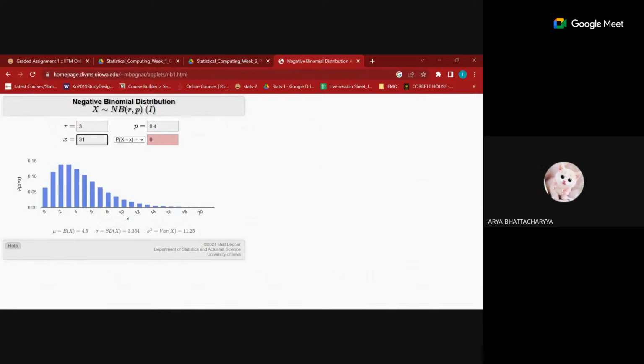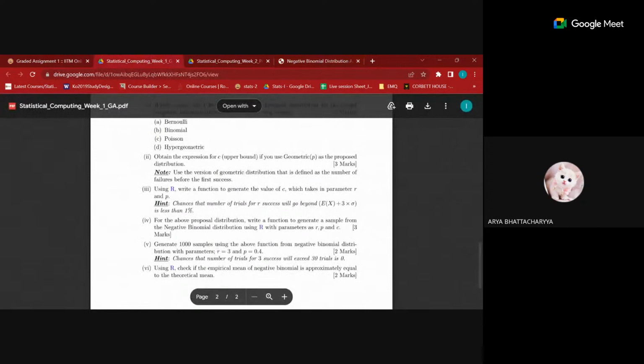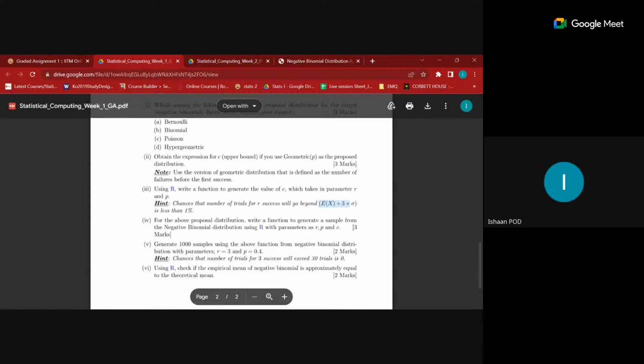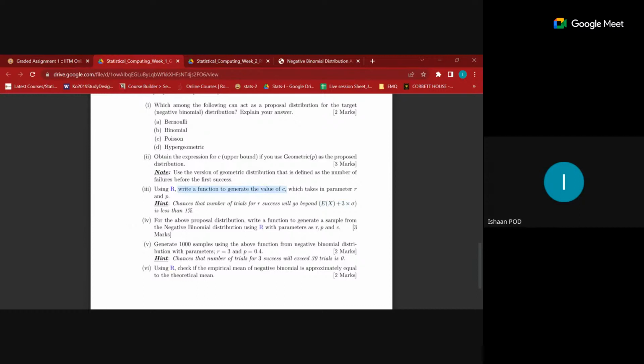Fair enough. Sir, in this question, I just used E plus 3 sigma. So I didn't use 30 as a number. I just calculated E plus 3 sigma. So which one should we use, 30 or the previous one? No, you can't use 30 directly, because you are creating a general function to generate the value of C, right? Okay.